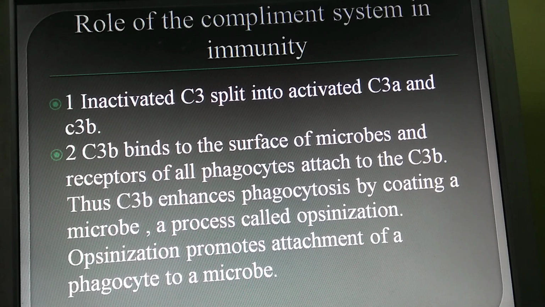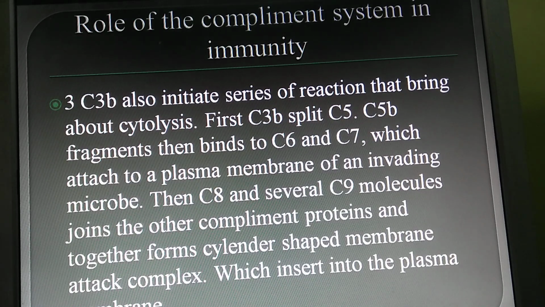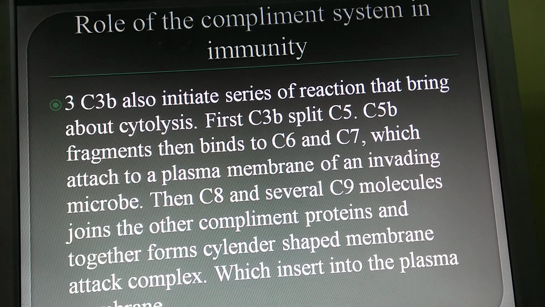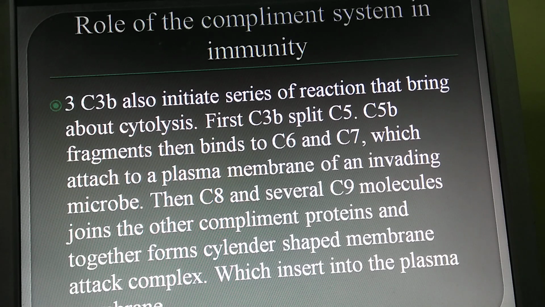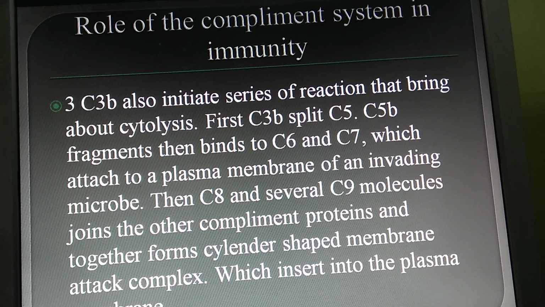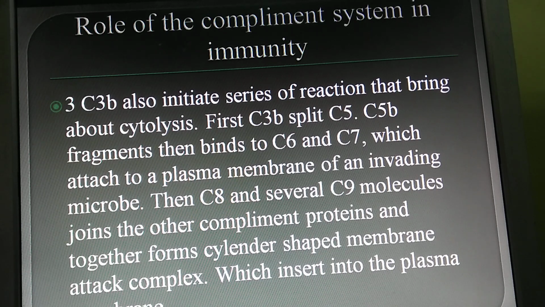Opsonization promotes attachment of the phagocyte to the microbe. Now C3b also initiates a series of reactions that brings about cytolysis. First, C3b splits C5. The C5b fragment then binds to C6 and C7, which attach to the plasma membrane of an invading microbe. Then C8 and several C9 molecules join the other complement proteins and together form a cylinder-shaped membrane attack complex, which inserts into the plasma membrane.